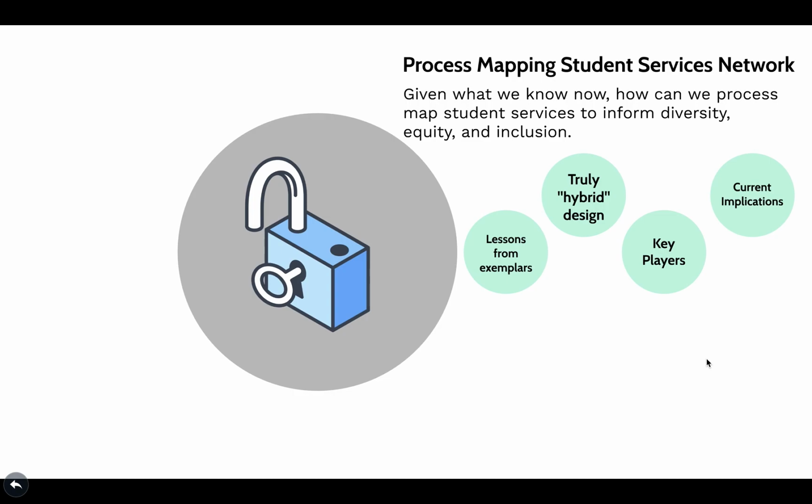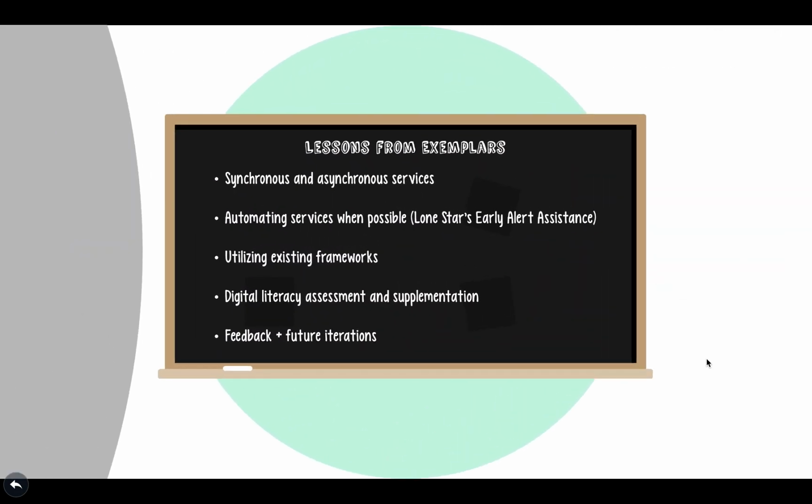How can this information be used to process map student services networks? Why is it important that we ask these questions on diversity, inclusion, access, and equity? Let's first look into the lessons from our exemplars. Given the cases that we've discussed, what are lessons we can take from the framing of their systems and the methods they employ? Both the exemplars use a blend of synchronous and asynchronous methods to provide services and expand access.